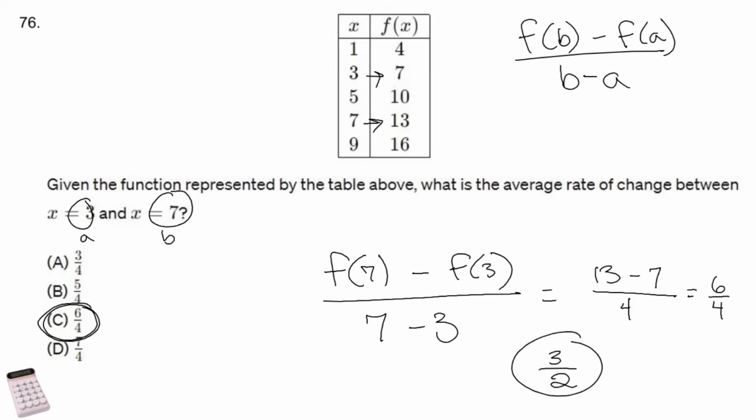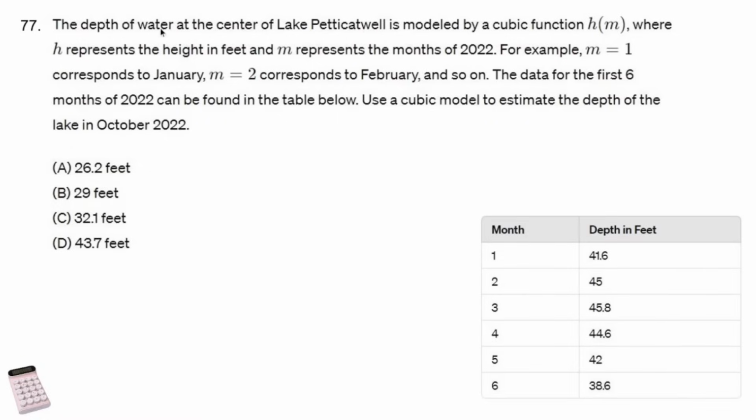Hope this helps. The depth of water at the center of Lake Precalculus is modeled by a cubic function h of m, where h represents the height in feet and m represents the months of 2022. For example, m equals 1 corresponds to January and 2 is February and so on. The data for the first 6 months of 2022 can be found in the table below. Use a cubic model to estimate the depth of Lake Precalculus in October 2022.